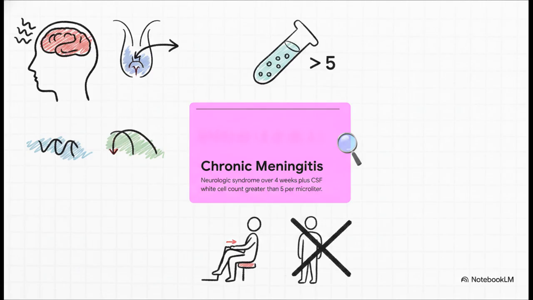Well, if a patient's neurologic syndrome, persistent headache, hydrocephalus, cranial neuropathies, drags on for more than 4 weeks and their CSF white cell count is sitting above 5 per microliter, boom, you are officially in chronic territory. And hey, quick pro tip. Those classic meningeal signs like Kernig or Brudzinski are actually pretty uncommon in chronic cases, which is a huge shift from what you'd expect in an acute presentation.